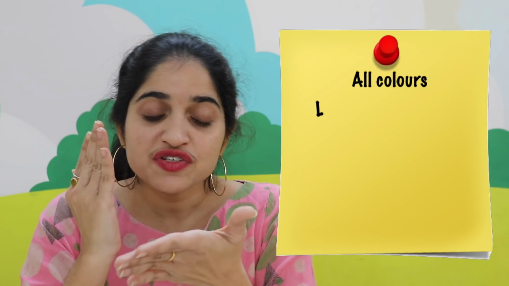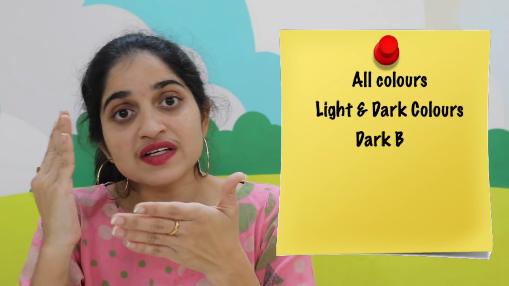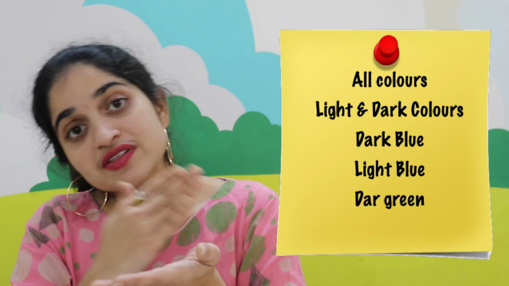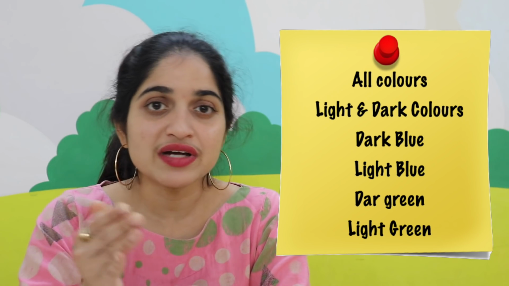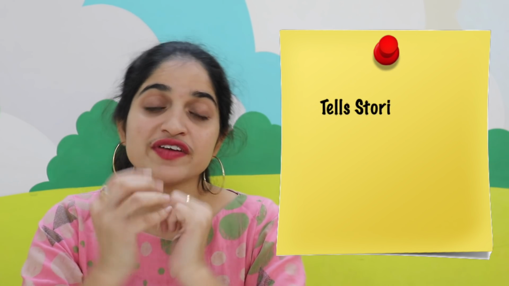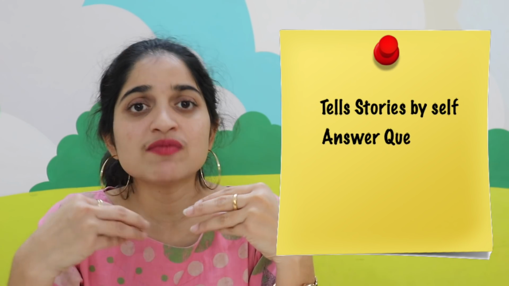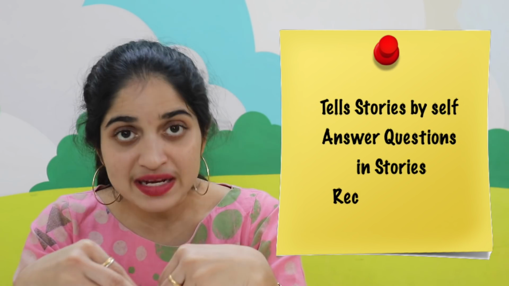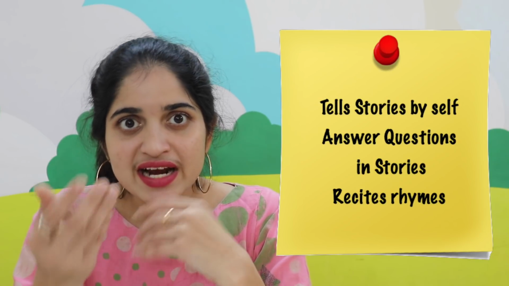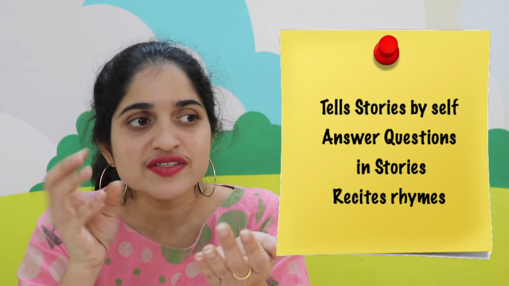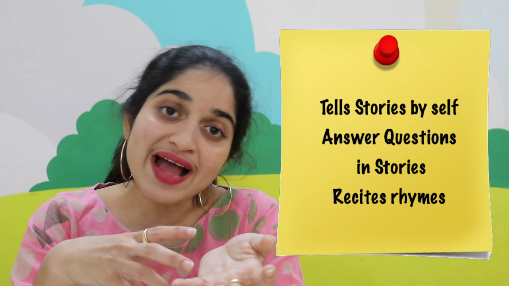As I told to you, they should know all the color names. They should know the lighter shades of color and also the darker shades of color, like light green, dark green, light blue, dark blue. Now they also should know few stories by this age group. They should be able to recite stories along with rhymes. Now when we tell a story to the child, and after that if we ask them few questions related to that story, they should be able to answer them as well.